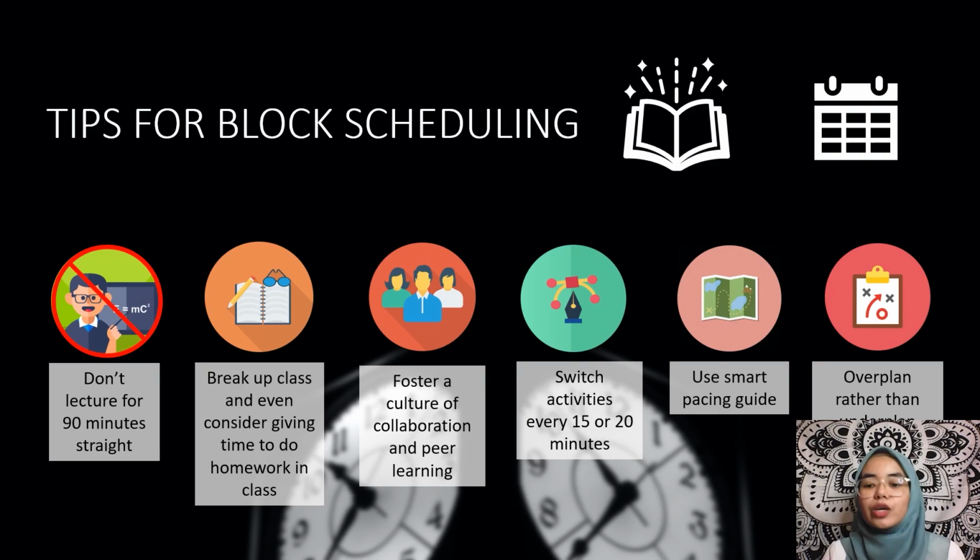Then use a smart pacing guide, which means you need to follow the students' pace, as you can see with the slow learner and fast learner. What you need to do to follow their steps is by using just one pacing guide. Okay. And the last one is plan. Okay, that's all for this block scheduling.